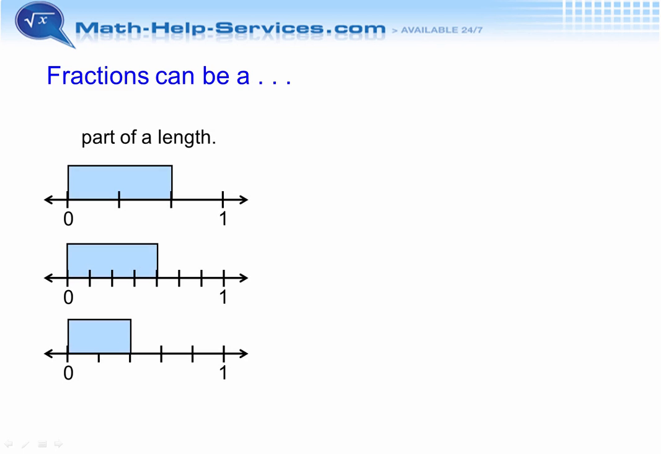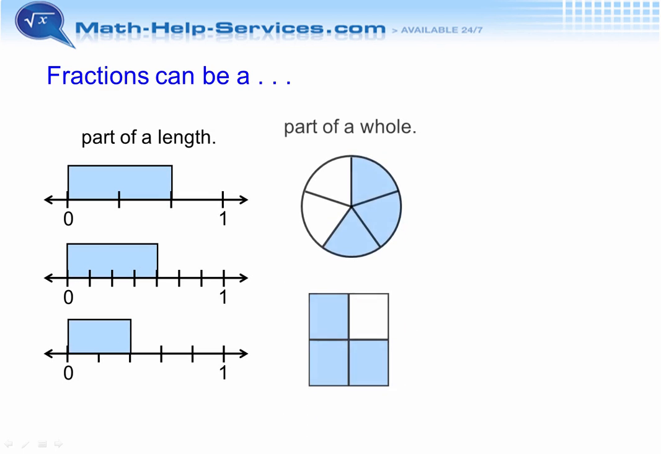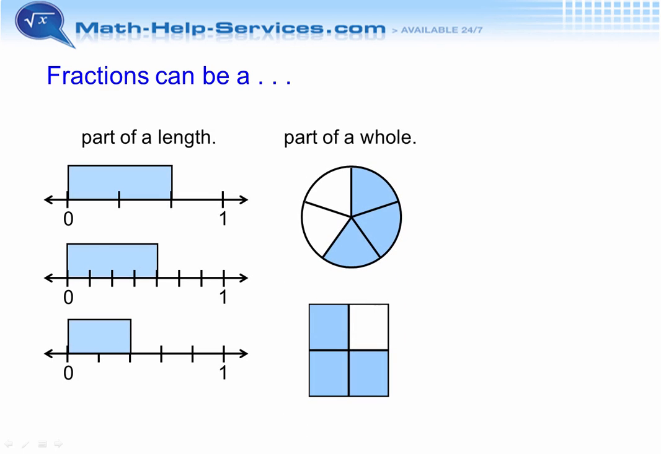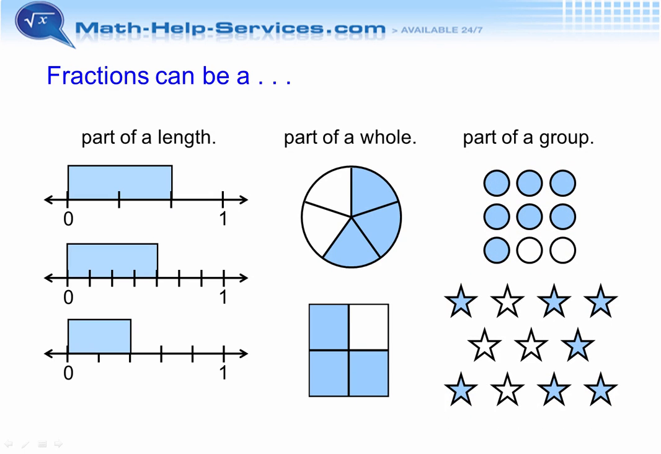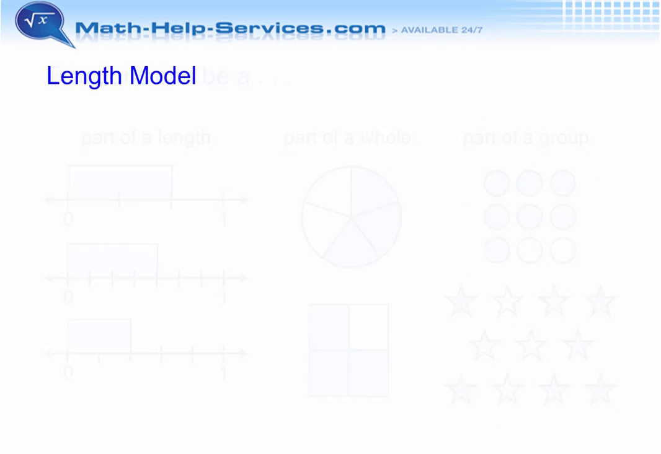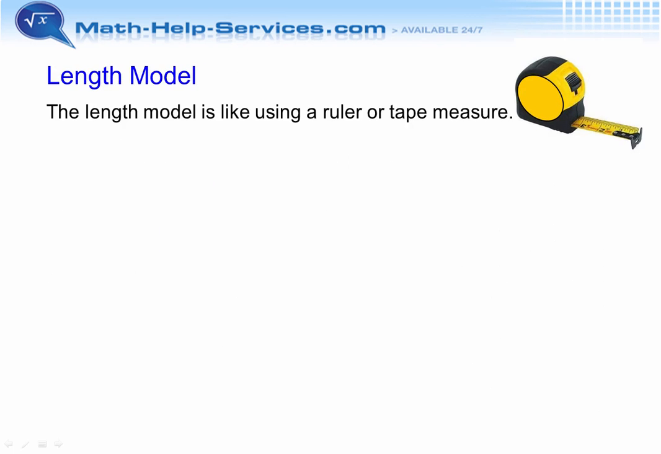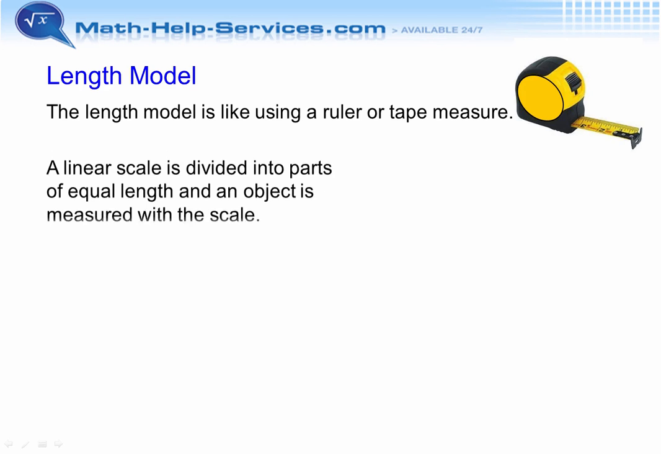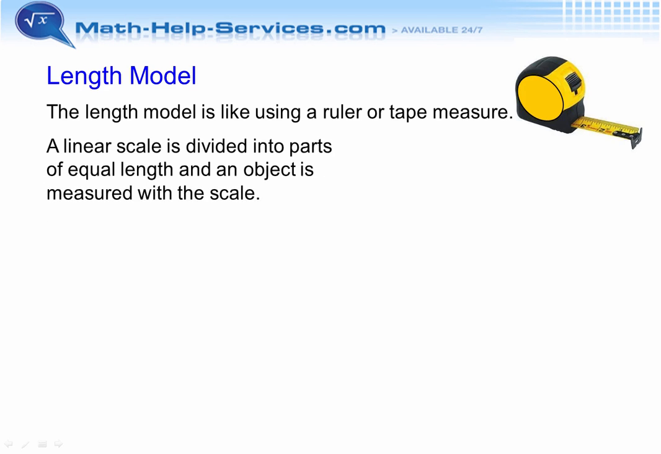Fractions can be a part of a length, a part of a whole, or a part of a group. Let's look at the length model. The length model is like using a ruler or tape measure. A linear scale is divided into parts of equal length, and an object is measured with a scale.